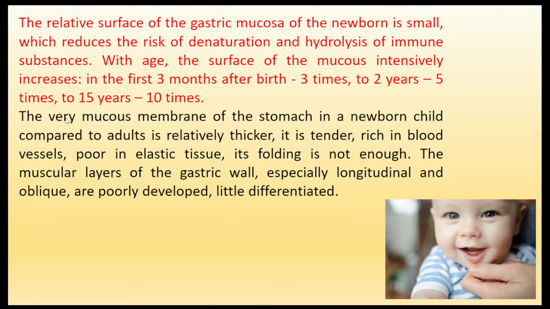The mucous membrane of the stomach in a newborn child compared to an adult is relatively thicker. It's tender and rich in blood vessels, poor in elastic tissue. Its folding is not enough. The muscular layer of the gastric wall, especially longitudinal and oblique, is poorly developed, just a little differentiated.